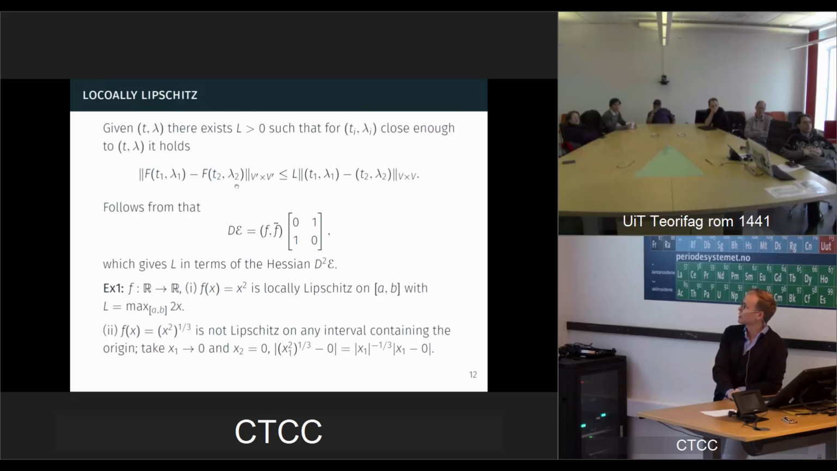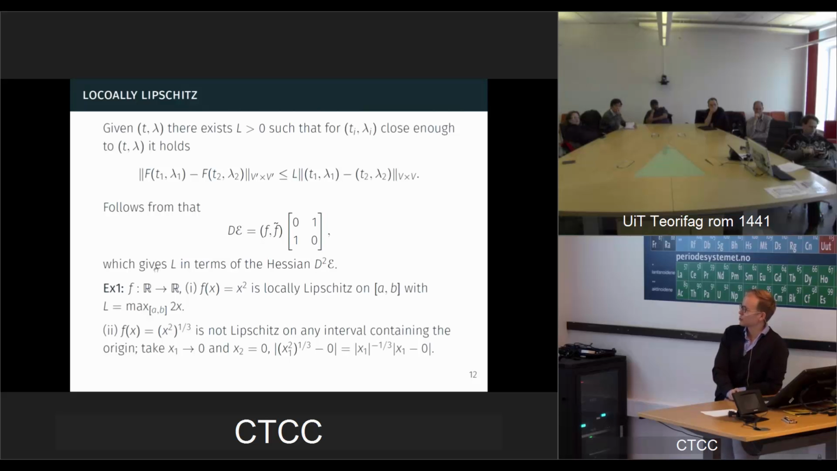We take the difference in F, then we must be able to estimate it from above with some constant L, the Lipschitz constant, times the norm of the difference in the amplitudes. But this we have because our extended coupled cluster function, capital F, is just the flipped gradient of the energy. So this gives this Lipschitz constant in terms of the Hessian.